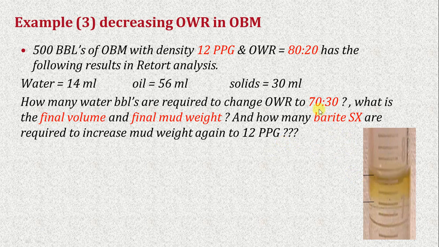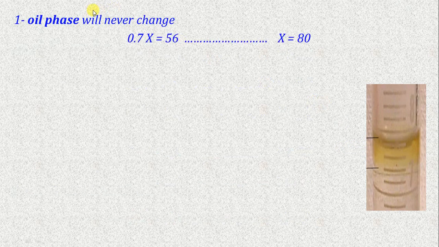As I told you, we will check for the phase that will remain the same, constant, without a change. Now we will add water so that there will be a change in the phase of water, but the phase of oil will be kept the same. So if you make retort again, you will get the same volume of the diesel, but you will get another amount of water. So the constant volume of the diesel, the oil phase, will never change.